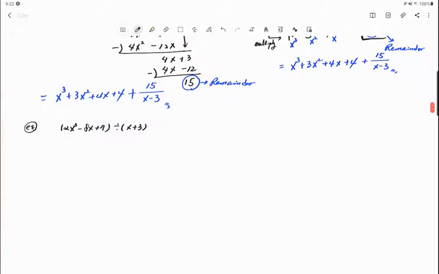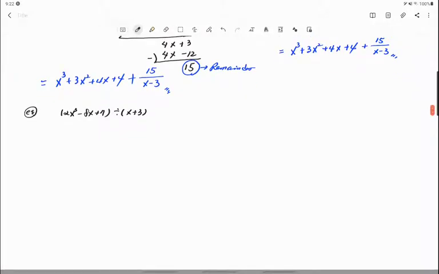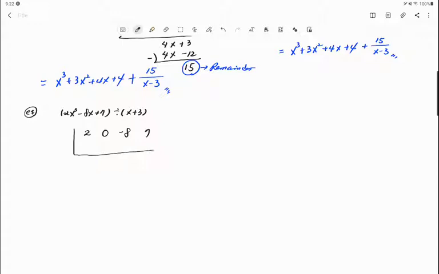All right, so we're going to write the dividend, only the coefficients of the dividend. So we have a 2, and there is no x squared term, so put 0. And then the x term, negative 8, constant 7. And then put an L symbol. And then we are dividing by x plus 3, right? So make it 0, then x equals negative 3. So put negative 3 here.